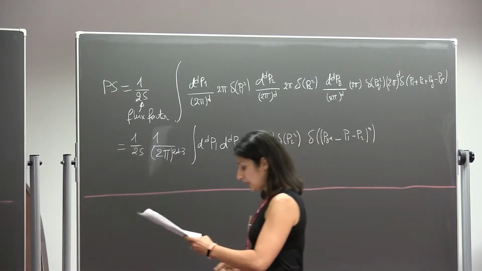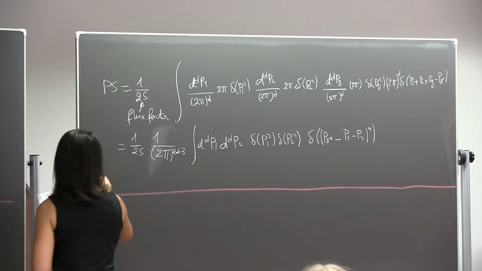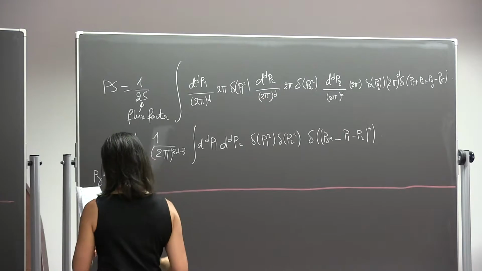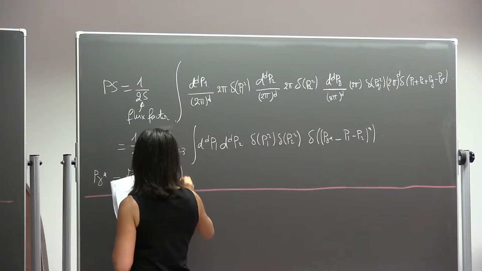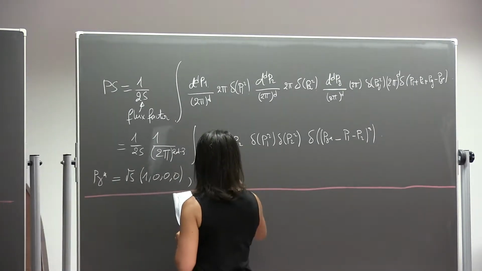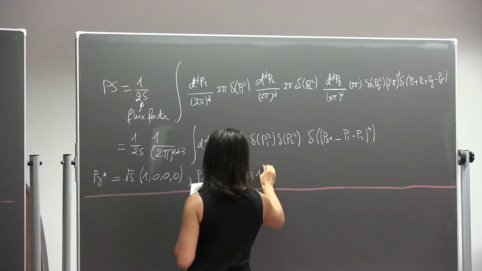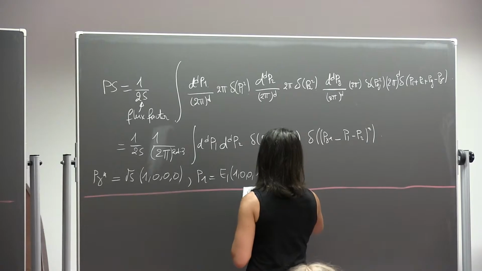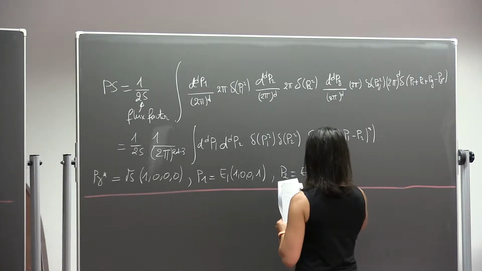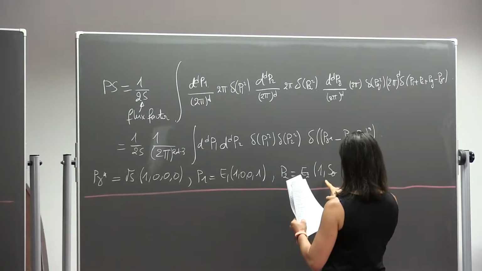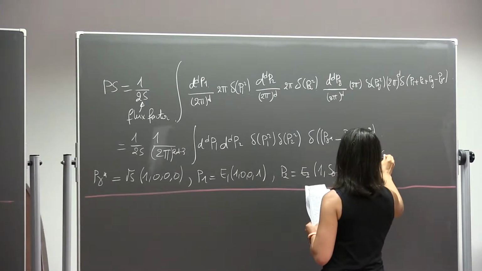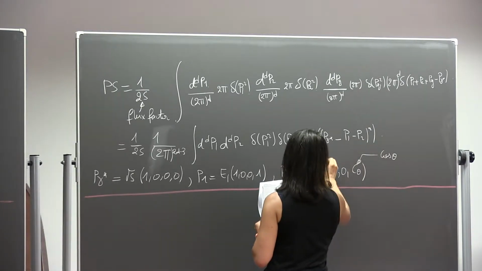And so I will be working in the center of mass energy, and I will define the components of my momenta as follows. So P gamma star is square root of s times (1, 0, 0). P1 is just E1 times this, and P2 has a polar angle in it, so we have E2 times (1, sine theta, 0, and cosine theta). So this is cosine theta. This is sine theta.